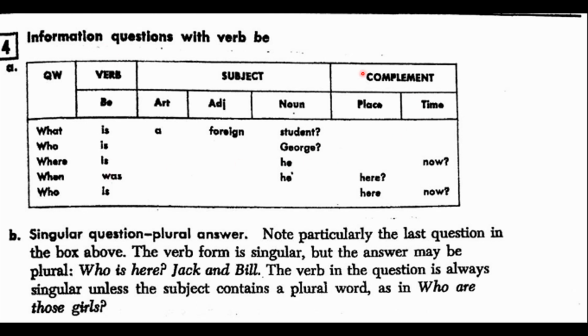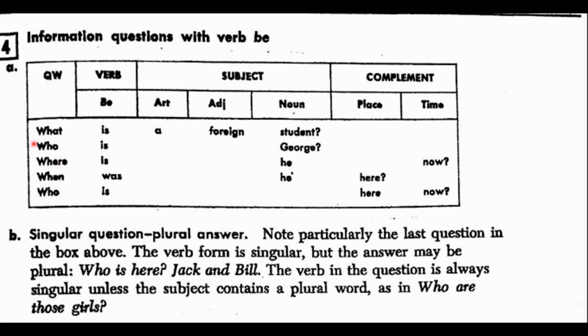Any information question begins with a question word, and these question words are determined by the elements in the complement. For example, what is determined by something. Who is determined by a human subject or human object. Where is determined by place. When is determined by time. Who needs or requires a human subject or object.